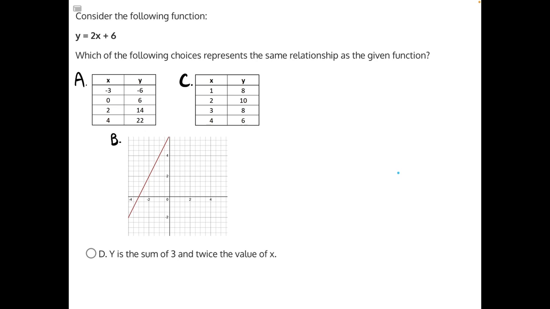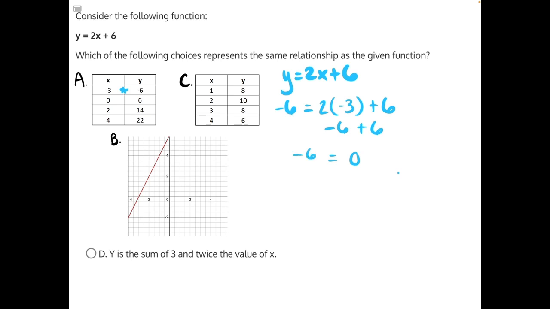So let's start with A. We have y is equal to 2x plus 6, and we will start with this point right here. So we will plug in negative 6 for y, and that will be equal to 2 times negative 3 for x plus 6. 2 times negative 3 will give us negative 6, plus 6 would give us 0, not negative 6. Therefore, A can be eliminated right away.